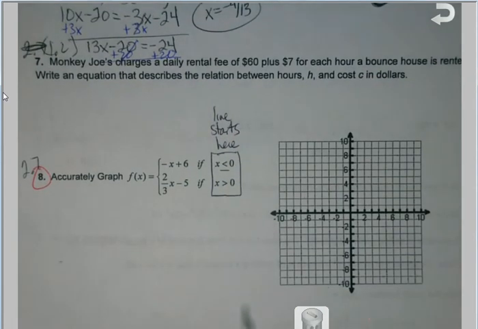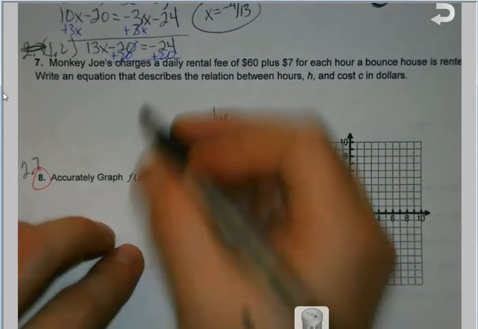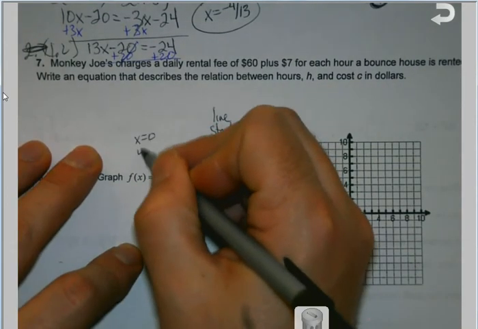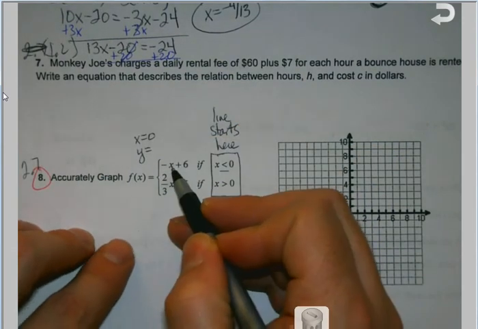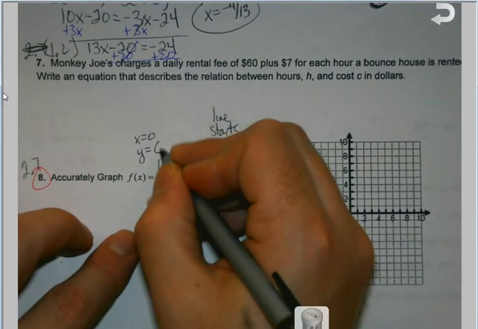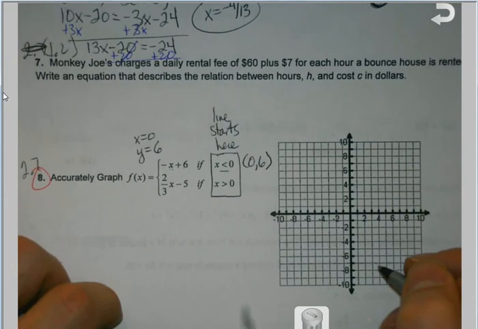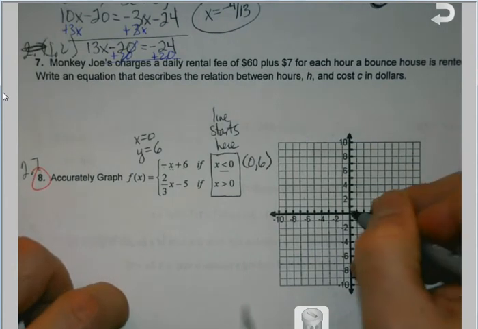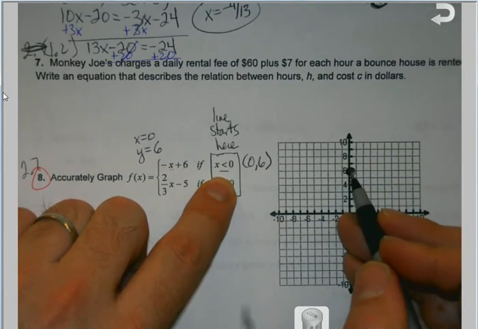You're going to make two lines. They both have to start at x equals 0. So when x equals 0, what does y equal? What does it equal when I plug in 0 here? Well, 0 plus 6 is 6. This particular line starts at the point (0, 6), and it's a closed dot because of the "or equal to." We'll come back to that and make his line in a minute.